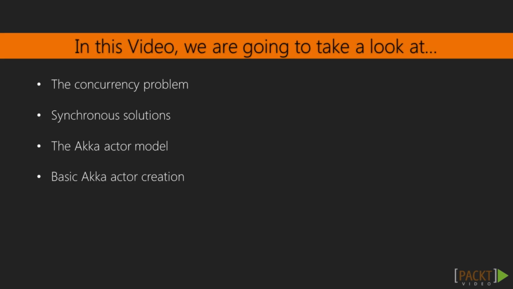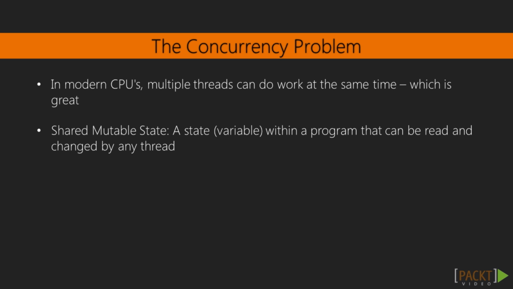In this video, we will first define the concurrency problem. Then we will look at some synchronous solutions to the problem, and then look at the Akka actor model, which provides an asynchronous solution. Then finally, we will look at some basics regarding Akka actor creation. In modern multi-core CPUs, multiple threads can perform tasks within the same program, which greatly increases performance.